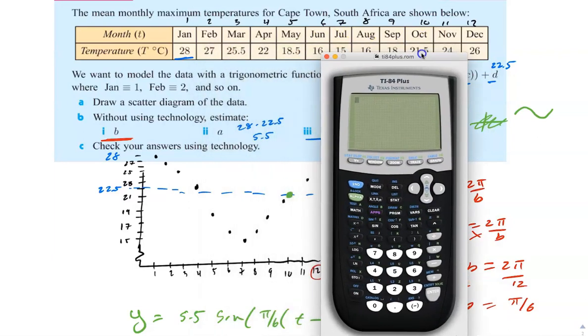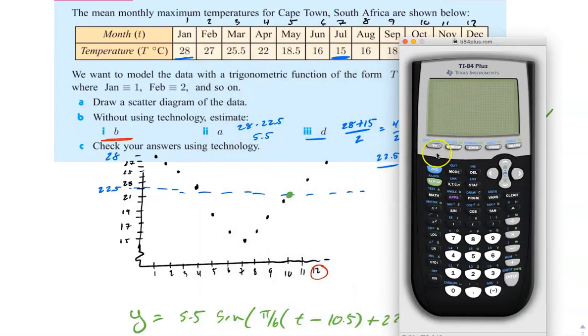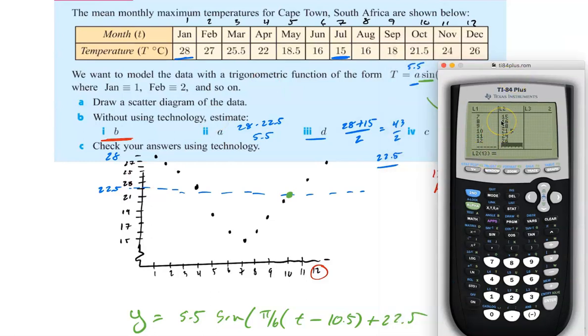So let's type in all our data. Remember, if we want to type it in, you turn it on. I'm gonna go stat and edit, and I'm gonna put for L1 the months. Now I'm gonna put January. I'm gonna put 1, 2, 3 all the way to 12, and then for temperature I'll put the temperature. I'll do this off camera. Okay, all typed in. So next, let's graph this.